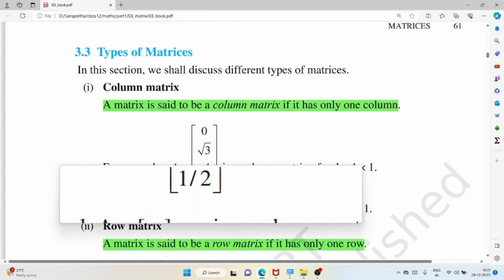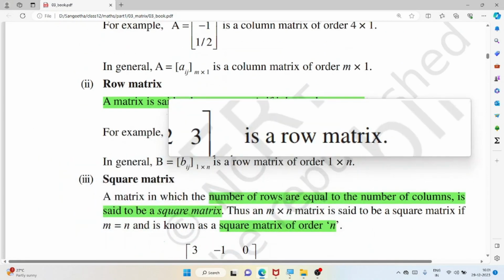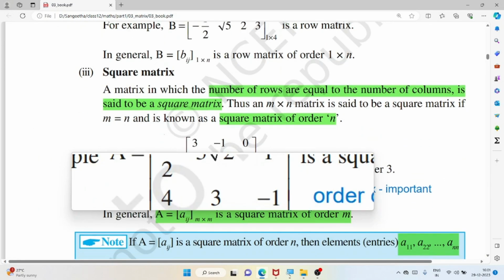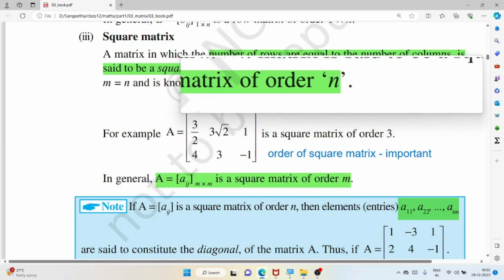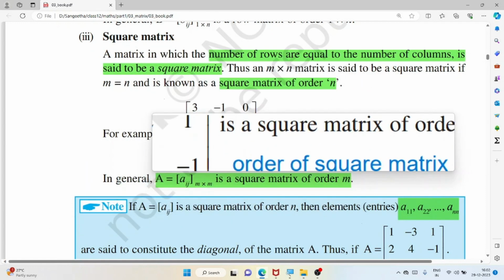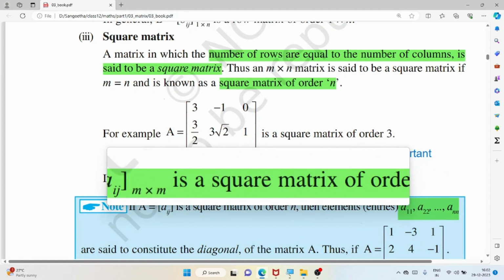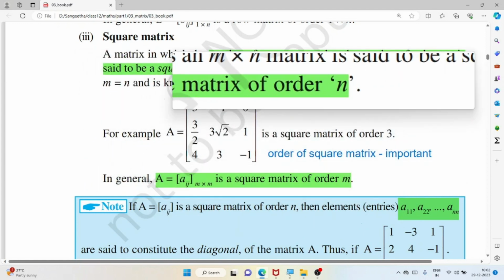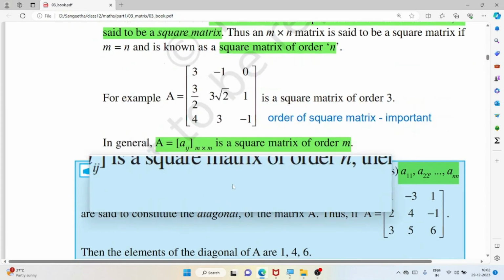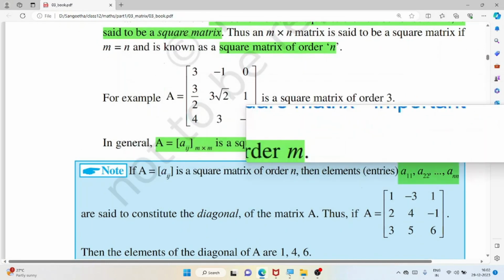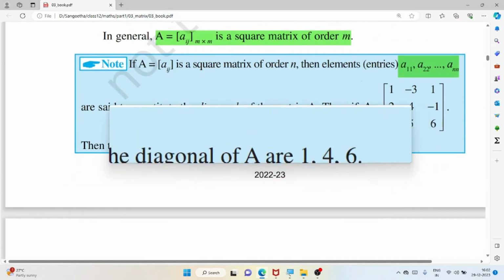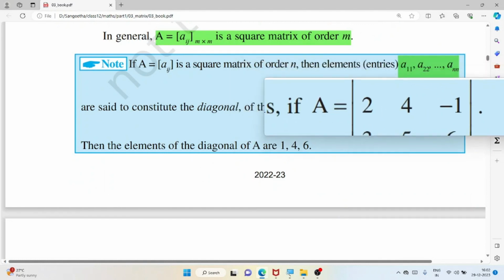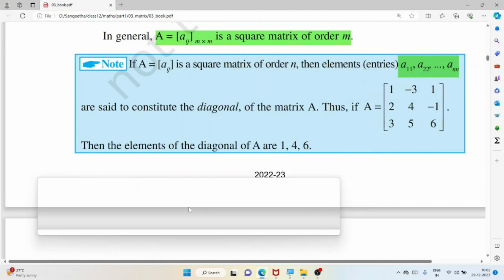Column matrix: only one column. Row matrix: only one row. Square matrix: number of columns equal to number of rows. Very important: the order of a square matrix is n, not m cross n. Normally, m rows and n columns means m cross n is the order, but for a square matrix it is of order n. This is different from the normal order. See, these are the diagonal elements 1, 4, 6. So they are mentioning what the diagonal elements are.